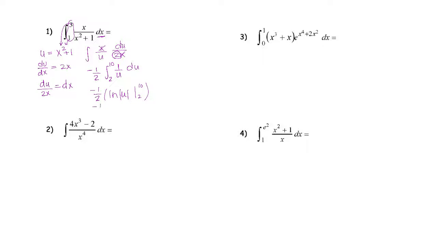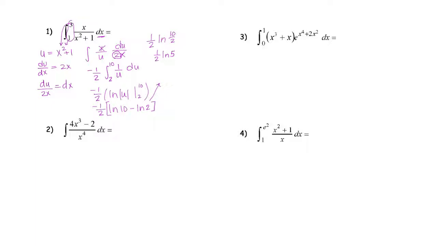And so we're going to have negative 1/2 times natural log of 10 minus natural log of 2. And a couple of ways they could rewrite this, especially since we have logarithms that are subtracting. I can rewrite this to be the natural log of 10 over 2, which is going to be natural log of 5. All right, let's look at our next example.